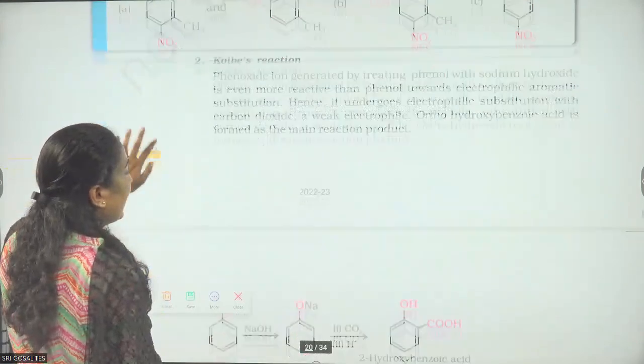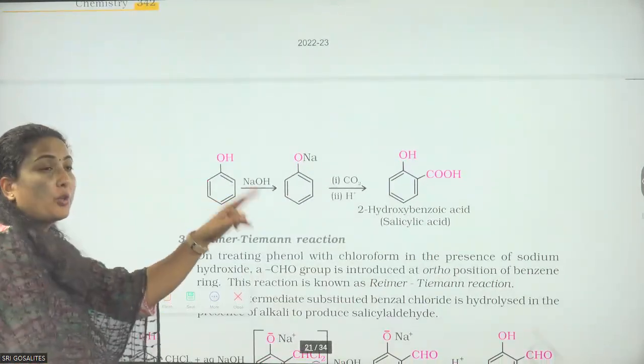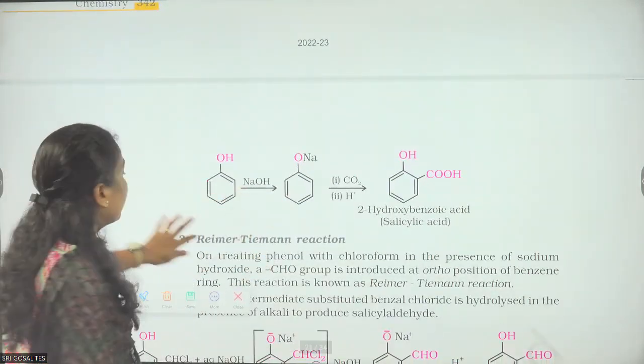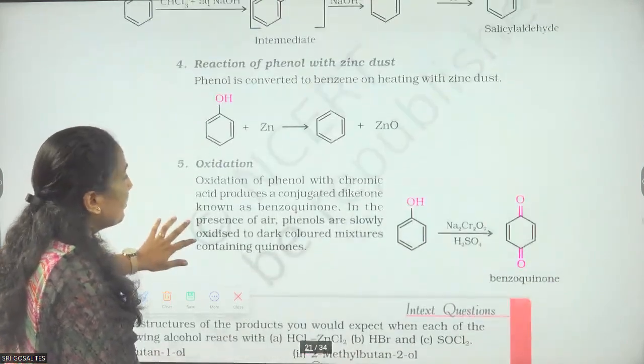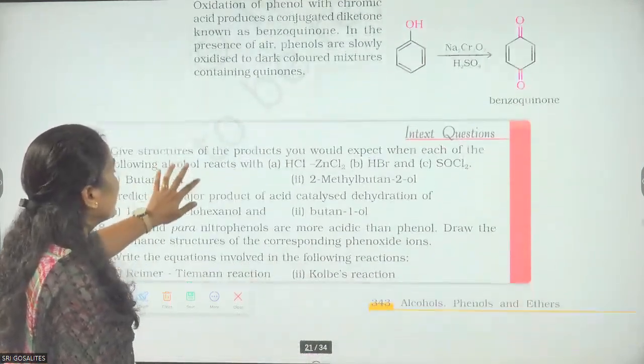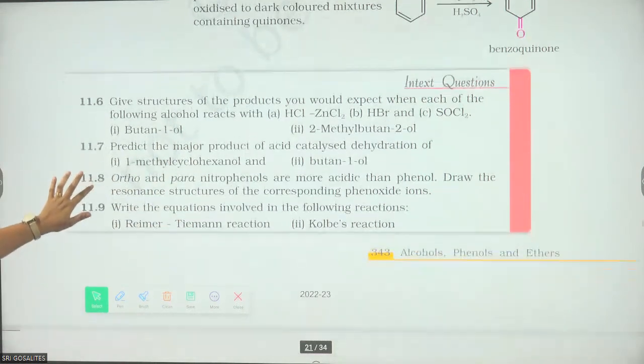And this Kolbe reaction, the formation of salicylic acid, is again very important. Similarly, the Reimer-Tiemann reaction also. All these reactions are important. Okay.